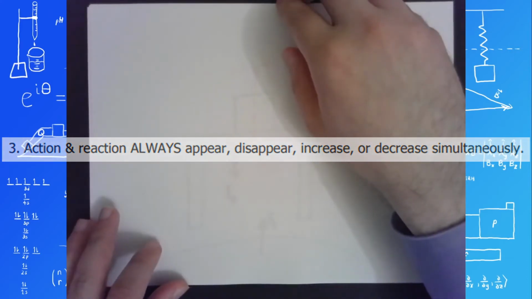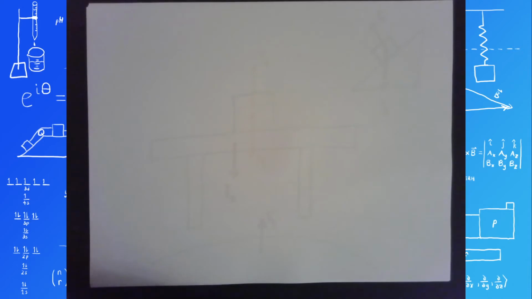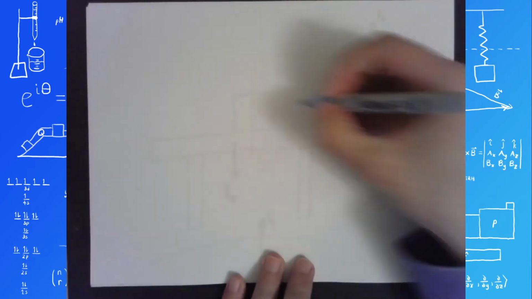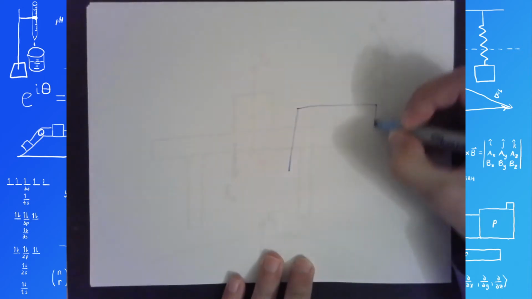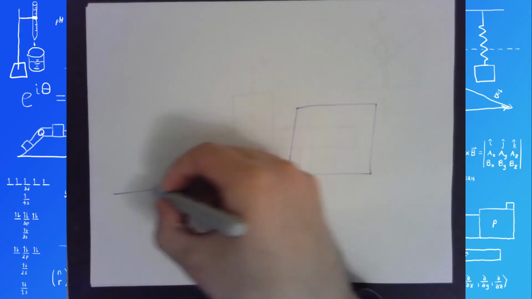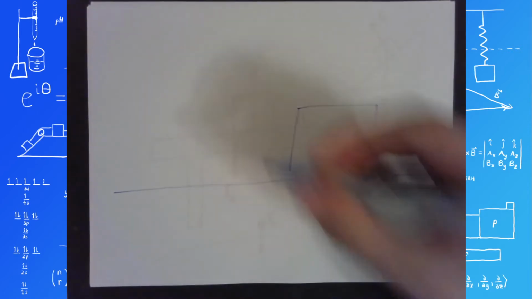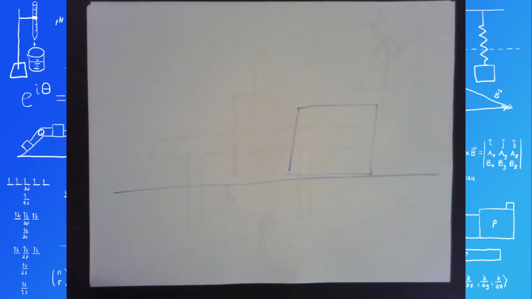simultaneously. If action and reaction change, they change together. So I guess for this one, I'm not really sure what I can draw for it. Well, I know what I can draw. Just a simple person pushing a box. Let's say we've got a box, and let's say we have a person who's pushing on that box.